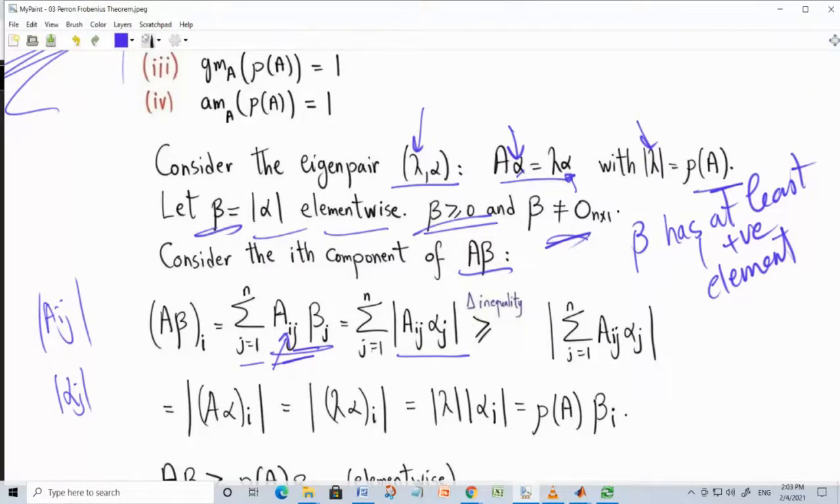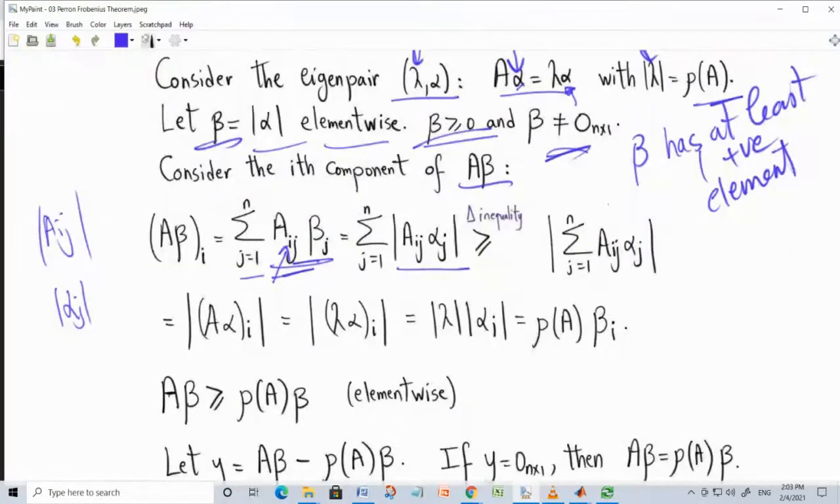Now apply the triangle inequality. The sum of magnitudes is greater than or equal to the magnitude of the sum. So now we get the summation, j from 1 to n, of a_ij alpha_j. What is this quantity? It is the ith component in the vector A alpha.